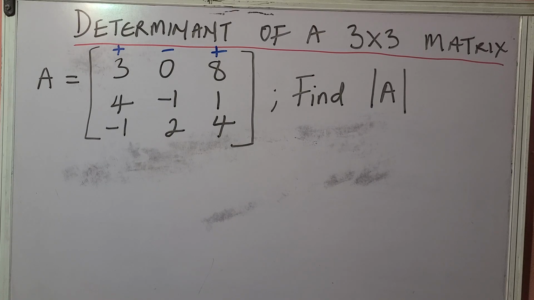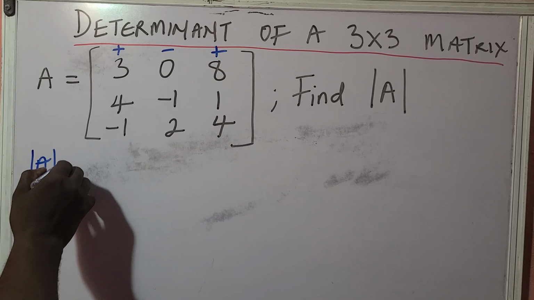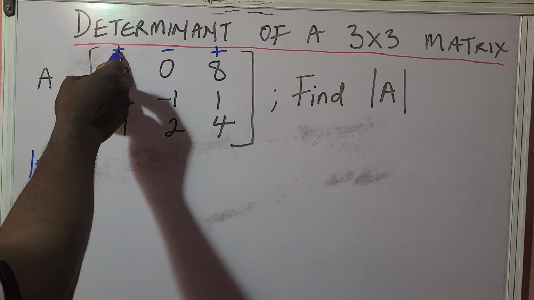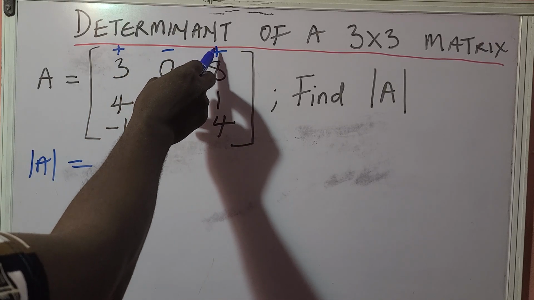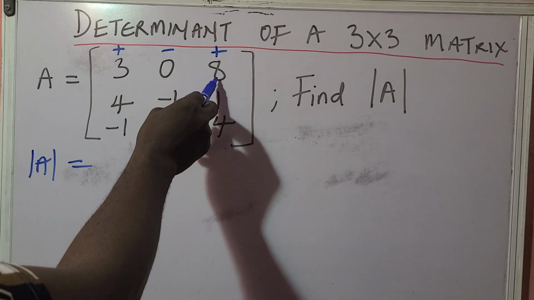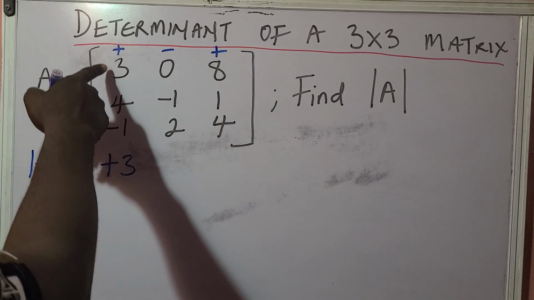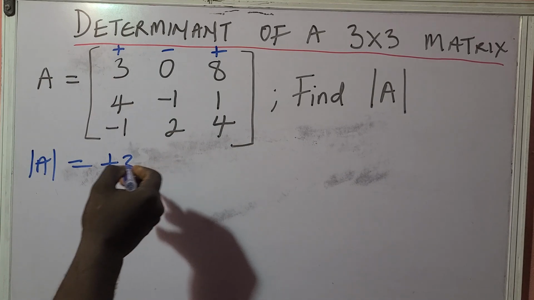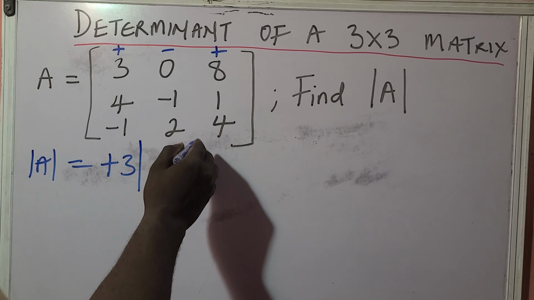Then the next thing to do in finding the determinant of a 3 by 3 matrix is to go on and pick this plus sign with the 3. That means this plus sign is associated with row 1, column 1. The minus is associated with row 1, column 2. Then this plus is associated with row 1, column 3. So you will pick the plus sign with the elements in row 1. Then the next thing to do is to open up a determinant braces.